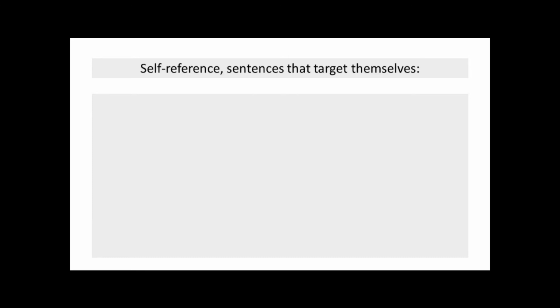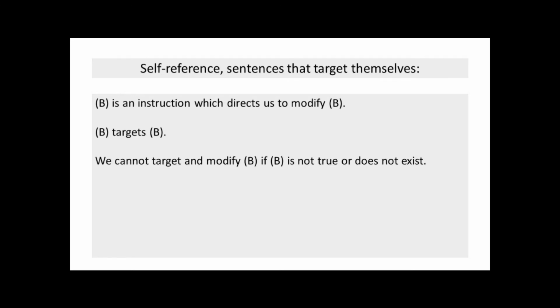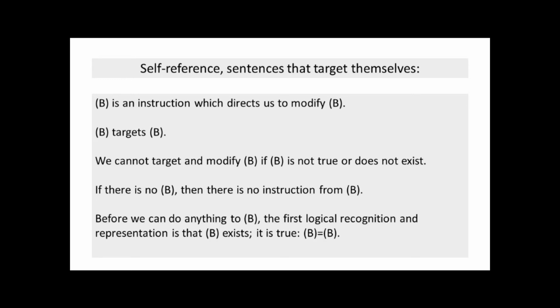Self-reference, sentences that target themselves. B is an instruction which directs us to modify B. B targets B. We cannot target and modify B if B is not true or does not exist. If there is no B, then there is no instruction from B. Before we can do anything to B, the first logical recognition and representation is that B exists. It is true. B equals B.